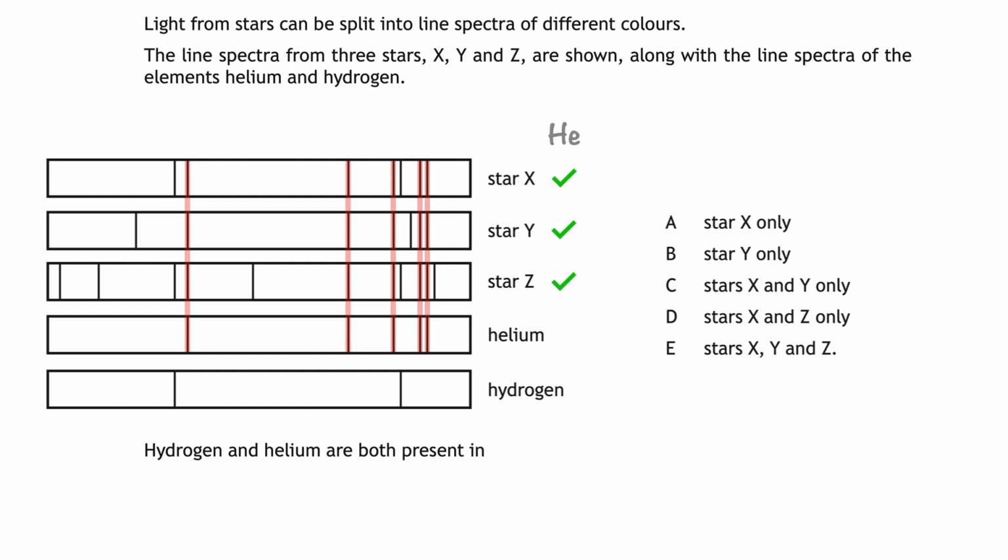Let's take a look at those 2 lines in the spectra of hydrogen. Again, if hydrogen is present in the stars, then both of the lines in hydrogen spectra will be in the spectra of the star. So, this is the first line. And this is the second. If we look closely then, we can see that hydrogen is present in stars X and Z, but not in star Y. That means our answer is D.